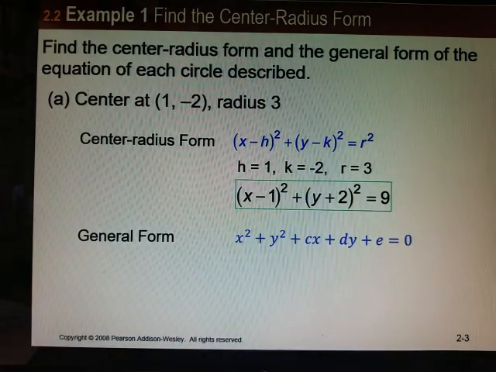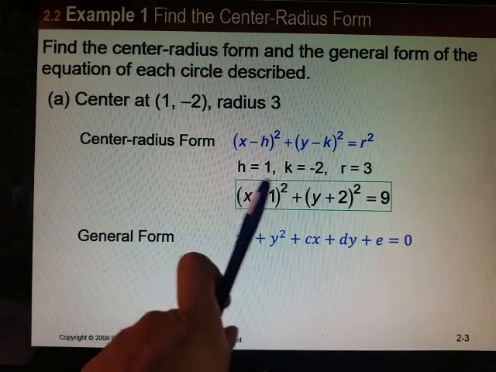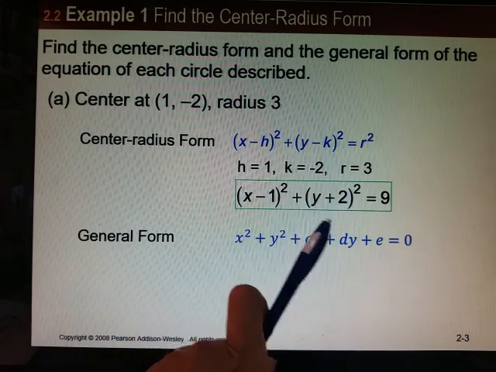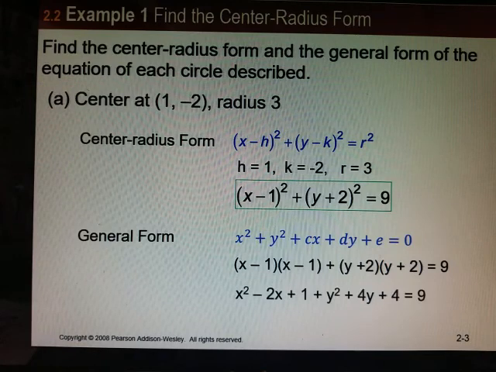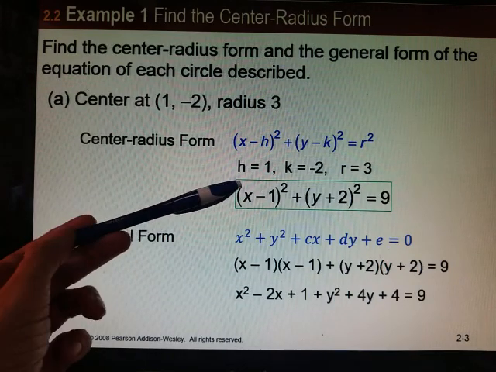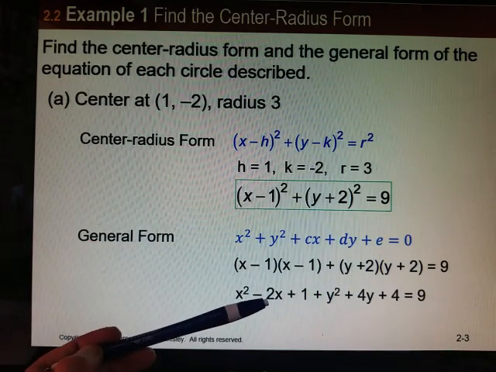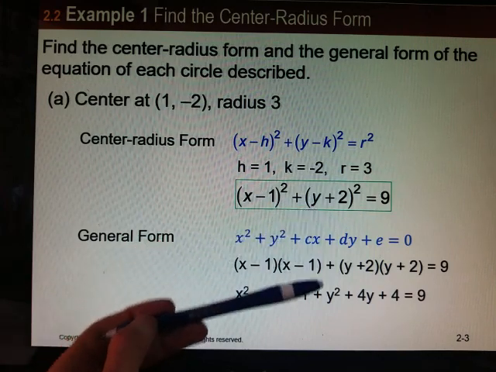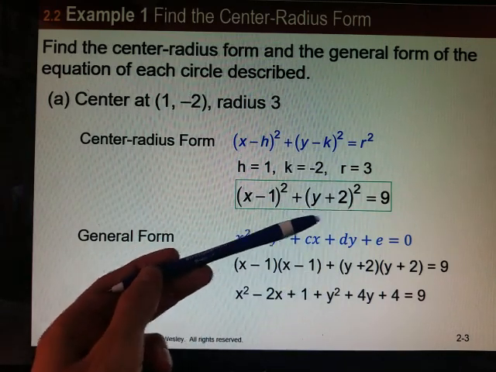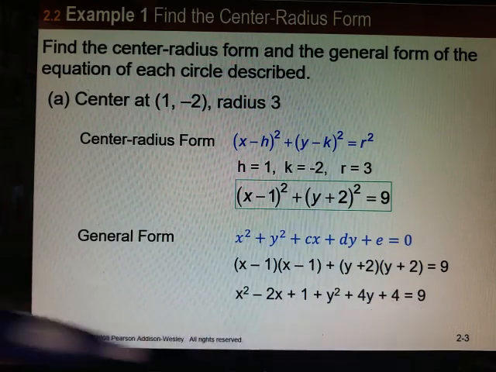Now for general form, you will either need to FOIL out or box out this first term, okay, because it's a binomial squared. You also have another binomial squared. Some of you don't do FOIL or boxes. Some of you are trying to do the shortcut. So the shortcut would be x squared, multiply the 2, negative 1x, doubled. The last one squared, plus 1. This one squared, multiply the 2, that's 2y, doubled is 4y. 2 squared is 4, but it was still equal to 9.